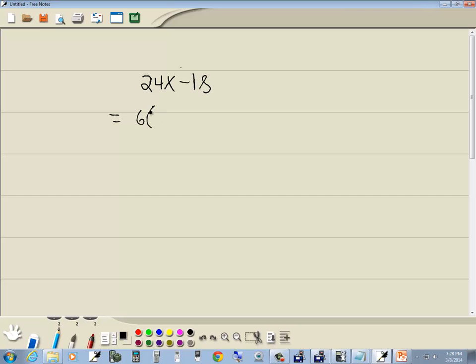Now, factor means to divide out. 24 divided by 6 is 4 with an x, minus 18 divided by 6 is 3. So our answer would be 6 times (4x minus 3).